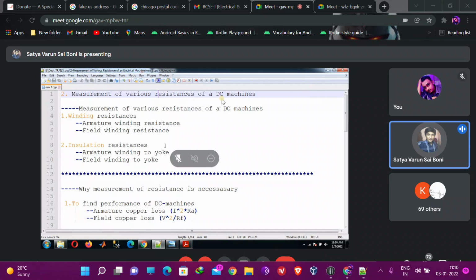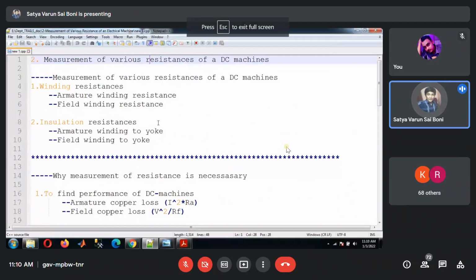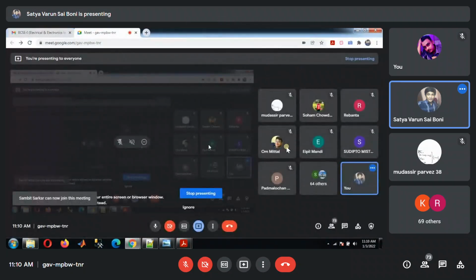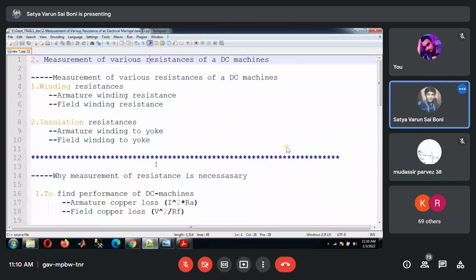I think you all have the basic idea of DC machines. Now we are about to measure the various resistances of a DC machine. When the word resistance comes up in a DC machine, we should mainly focus on winding resistances and insulation resistances. So in our present experiment, we are measuring those resistance values.